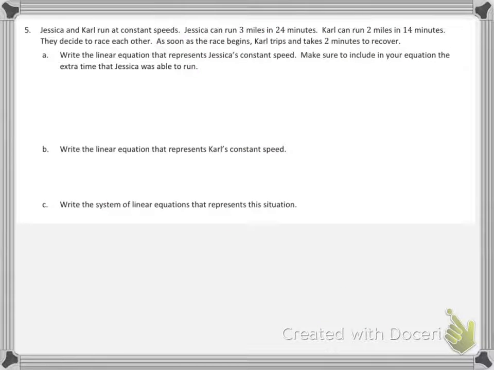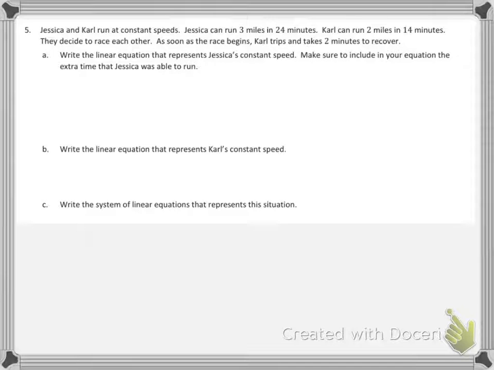All right, let's look at another one. Jessica and Carl run at constant speeds. Jessica can run 3 miles in 24 minutes. Carl can run 2 miles in 14 minutes. They decide to race each other. As soon as the race begins, Carl trips and takes 2 minutes to recover.